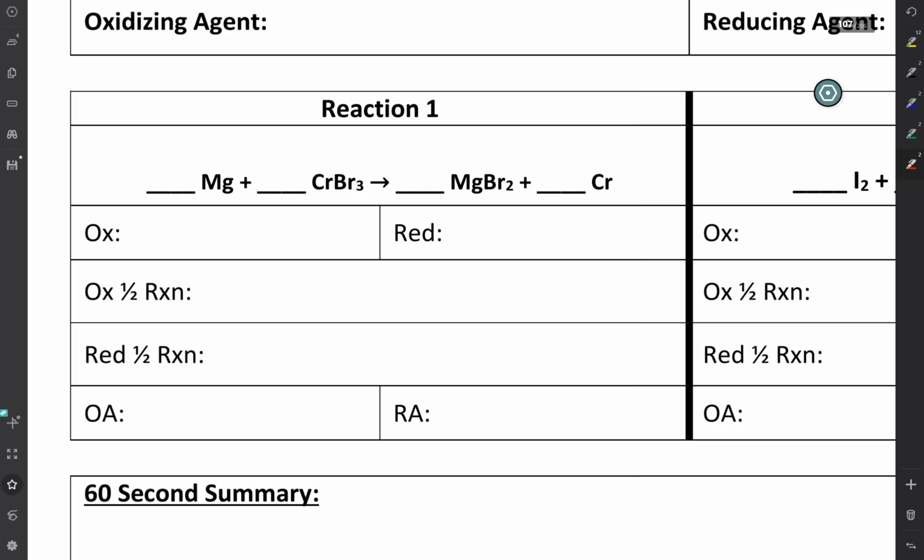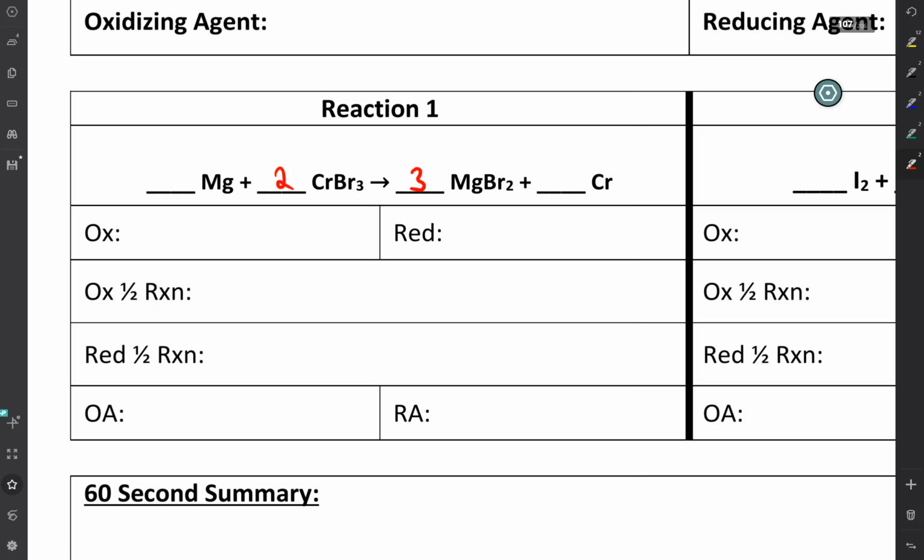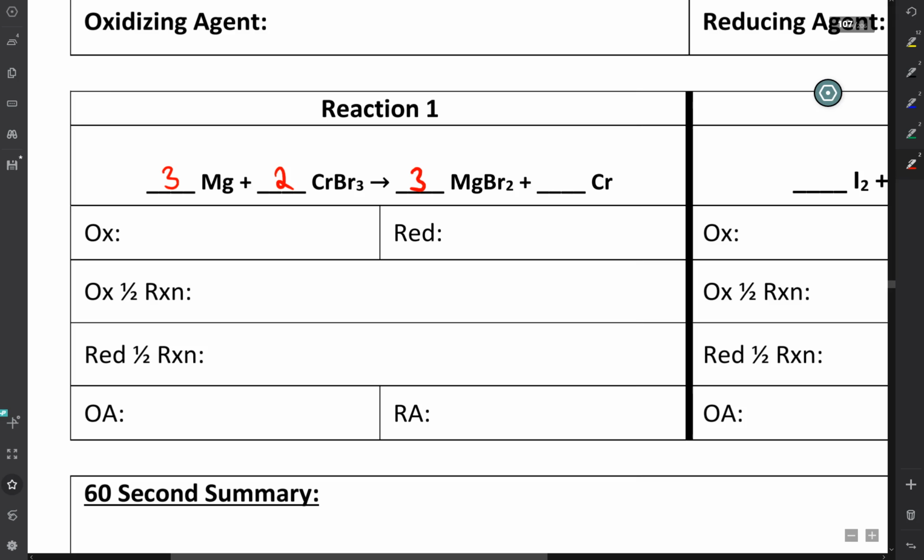Okay, in your notes, you've got this reaction. You've got magnesium reacting with chromium 3 bromide to form magnesium bromide and chromium. So just for old time's sake, let's go through and balance. If I take a look, it's the bromines that are not balanced. I must need 2 and 3. That'll balance those up with a total of 6 bromide ions on both sides. So I'm going to need 3 magnesiums, and I'm also going to need 2 chromiums.